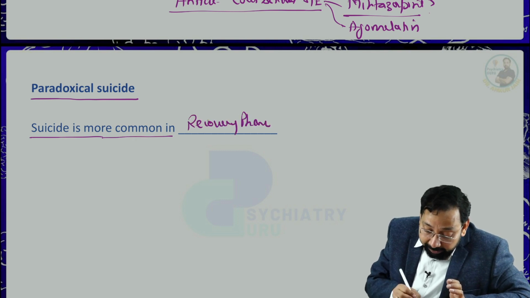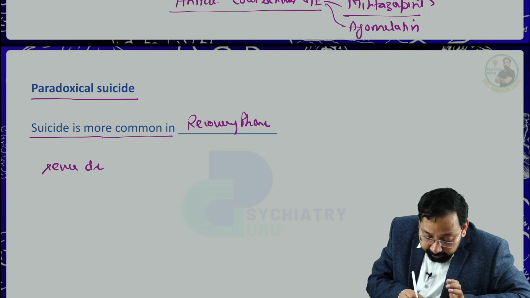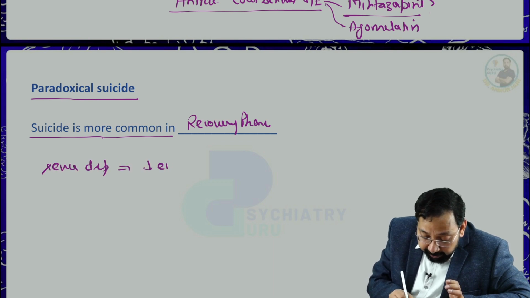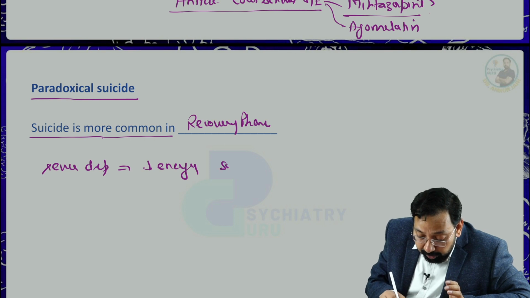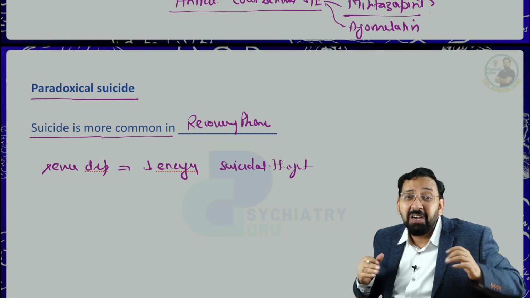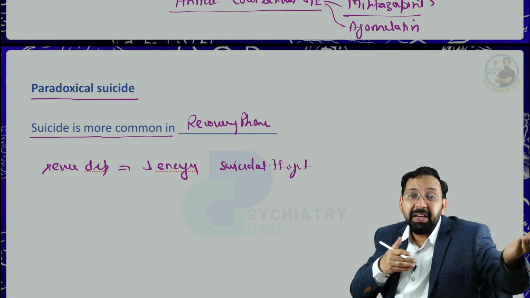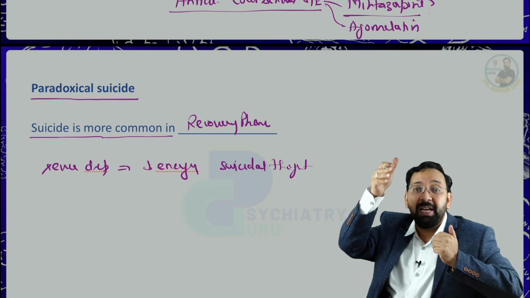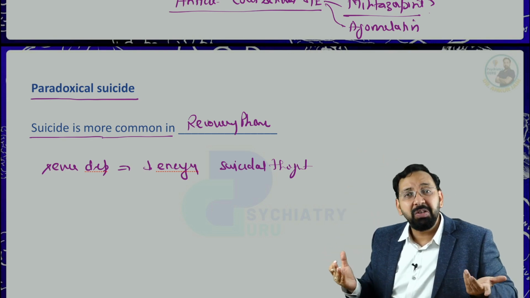Yes, we found that in severe depression, the patient has decreased energy and suicidal thoughts. The patient wants to commit suicide, but energy is less. He would say, who will go to the market? Who will buy rope? Who will hang himself? So he will not commit suicide.